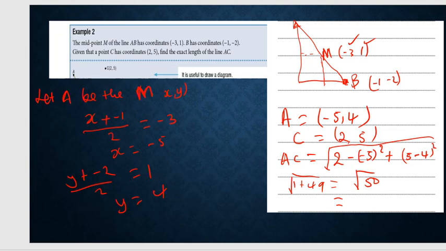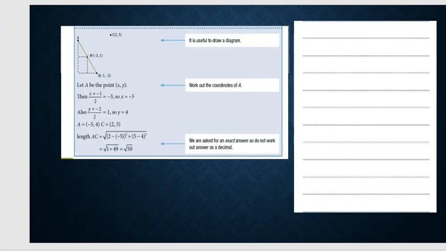Yes, correct. Root 50, or it can as well be 5 root 2. You can leave it as root 50 or simply 5 root 2. Now, test your understanding in the next question. You can see the answer here is root 50. You can leave it as root 50 or 5 root 2.